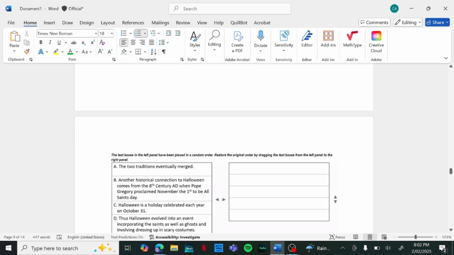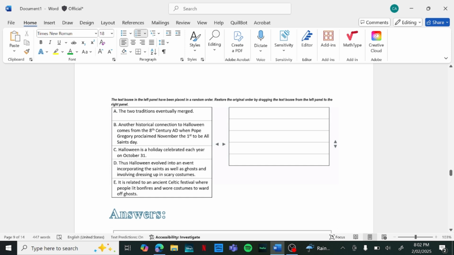So now, with the reorder sentences, or reorder paragraphs rather, the first most important thing you need to note is that you have to find the topic sentence. Now, what is the topic sentence? The topic sentence is the sentence in which the main idea is discussed.